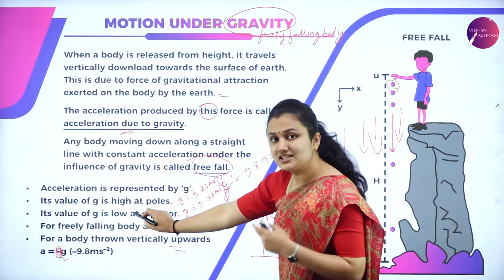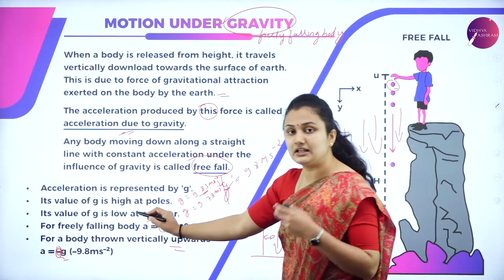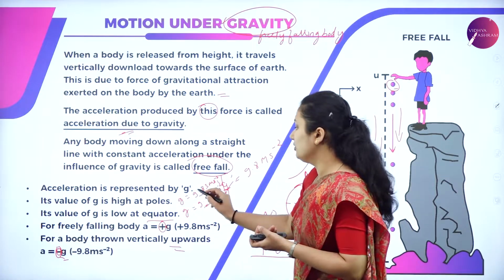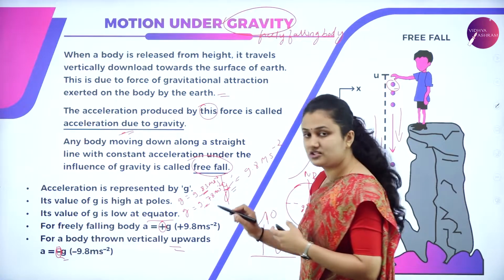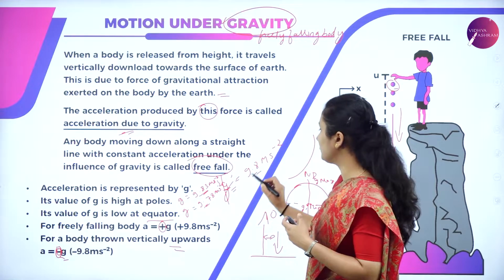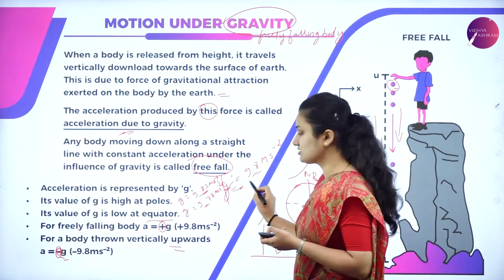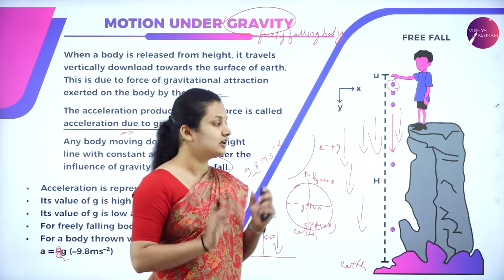So at poles it's high, its value is 9.83. The value of g is low at the equator, its value is 9.78. By taking the average, we say the gravitational constant value is 9.8 meters per second square. So this is the gravitational constant value. This is about motion under gravity.